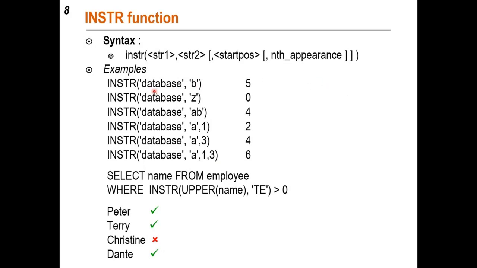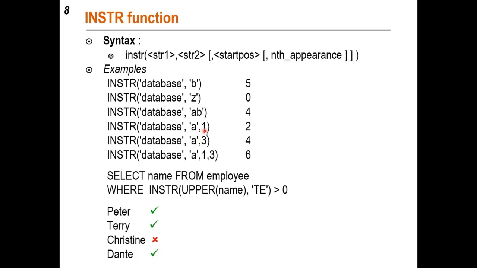I use the same examples as before, but this time with the instring function. I want to find out which position the letter B is located in this string. You can see the letter B is located in the 5th position, so the output of this function is number 5. For letter Z, there is no letter Z here, so I will get 0. For letters AB, AB is actually located here, so the starting position of A is number 4, so I'll get 4.